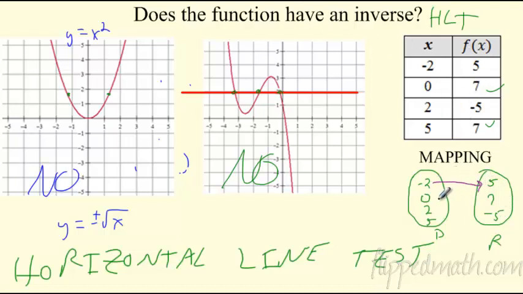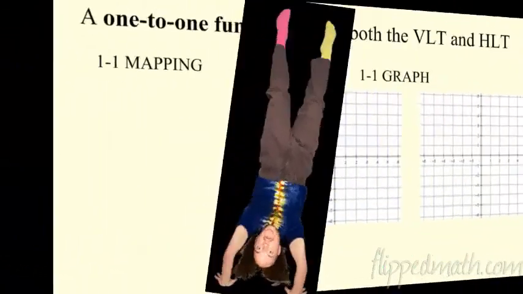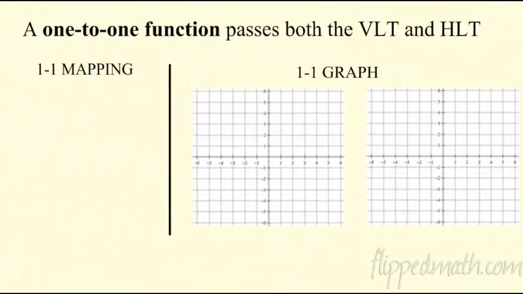Boom. 0 makes 7. 2 makes -5. But what happens here? 5 also makes 7. When you've got two things pointing at them, it's not going to pass the horizontal line test. So I put no. That's an easy page. Everybody's no. So what is it going to take to have an inverse without restricting the domain or doing something tricky? What do I got to do?